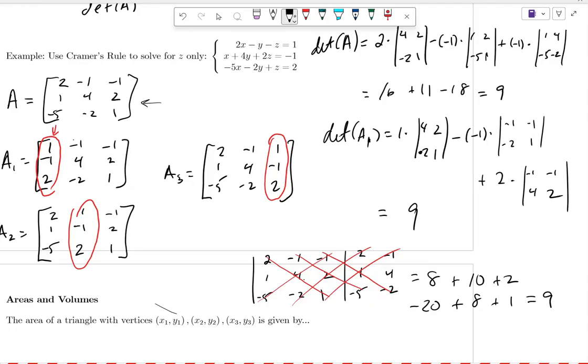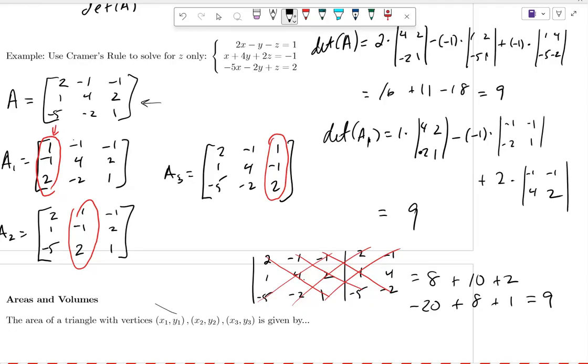Yeah, the only reason why I chose column 1 for A1 is just to show what was going on, that the minors aren't changing. The only thing that would change with your determinant is those coefficients in front. But you could have literally done any row or column you wanted to. So that would be your A1. It was unnecessary for this particular problem, because notice it's saying they solve for only Z, right?